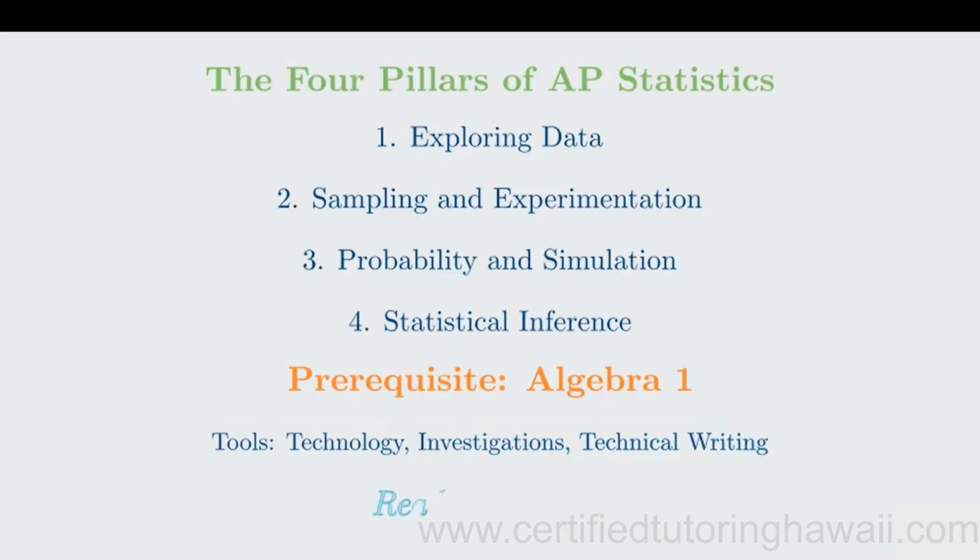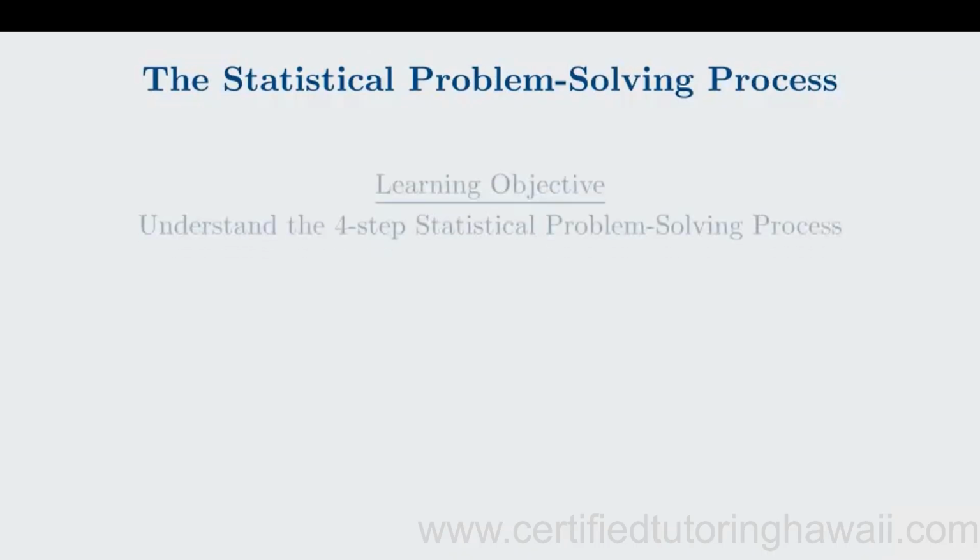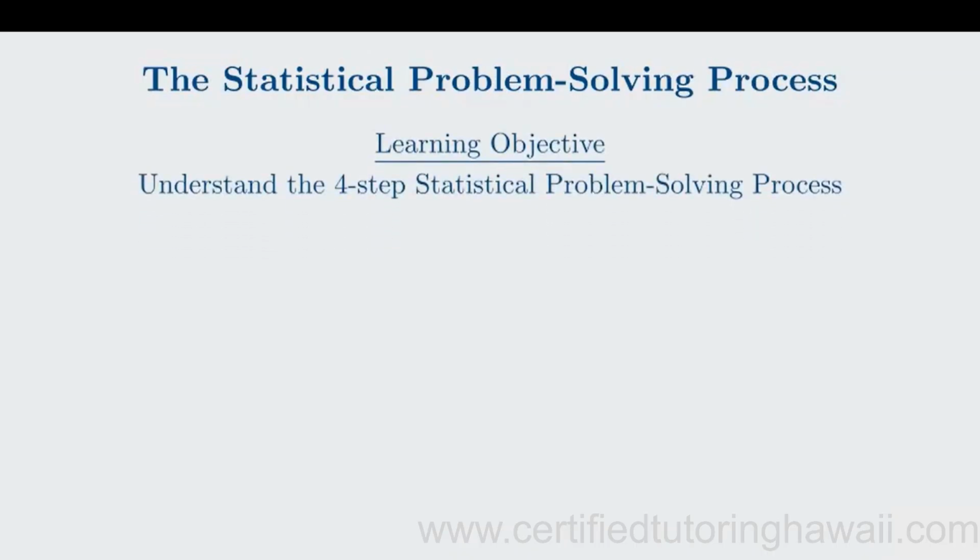We have successfully introduced the course structure and the four pillars you will master throughout the year. Now that we have the big picture, let's focus on the heart of everything we do in this course, the statistical problem-solving process. By the end of this scene, you will be able to describe the 4 steps recommended by the American Statistical Association to investigate a real-world question. Think of statistics as a structured investigation.